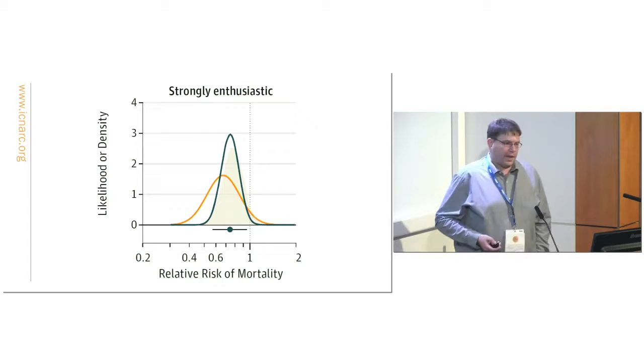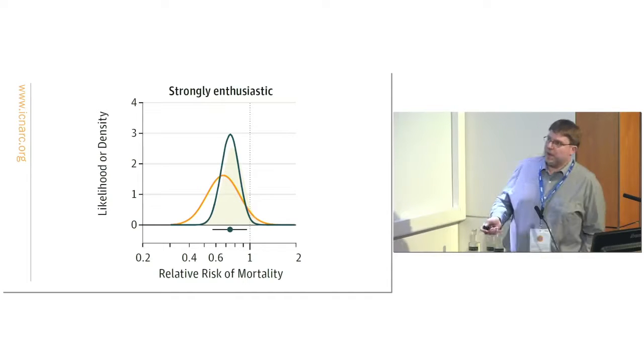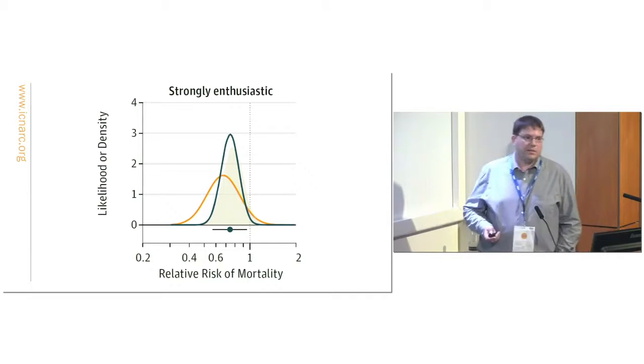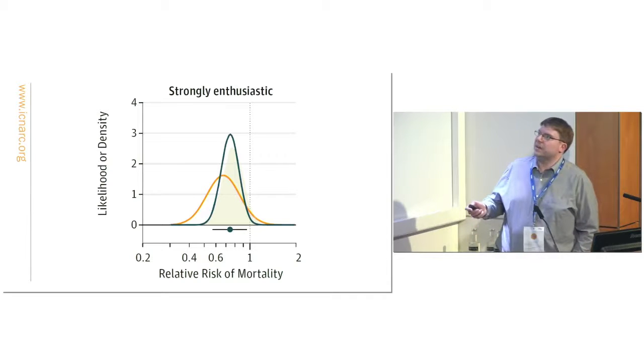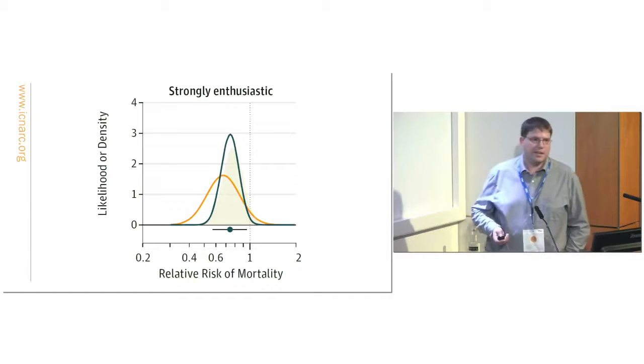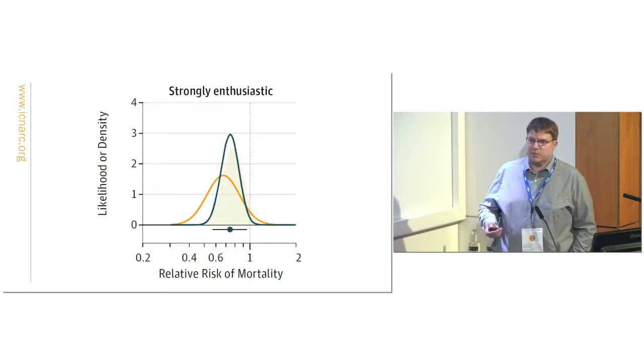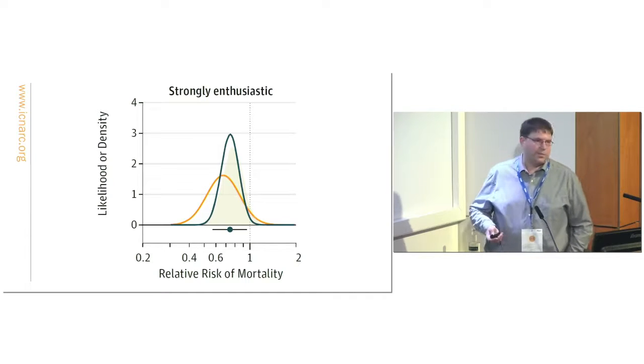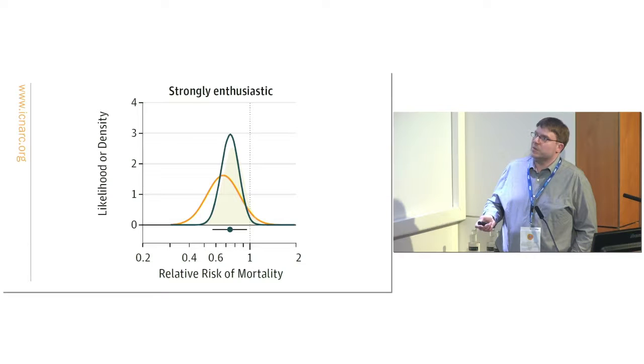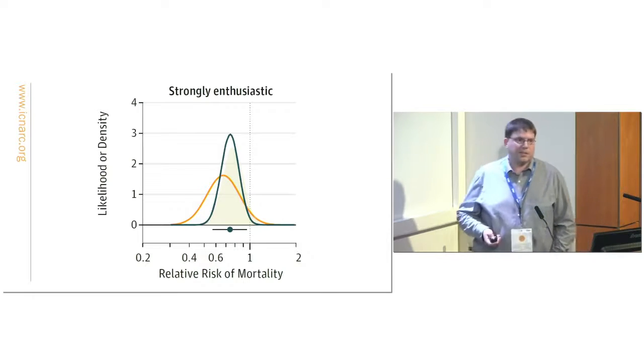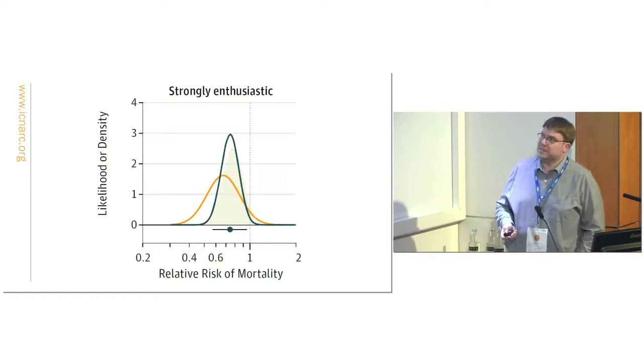So then what we do, taking the figure now from the paper, we have in the orangey line here that prior that I just showed you. The shaded area here is the likelihood of the data. So looking at just the trial alone, what values of relative risk would be most compatible with the data. And when you combine those together, what you get is the blue line, which is this posterior probability density.